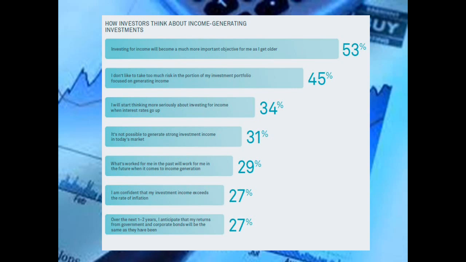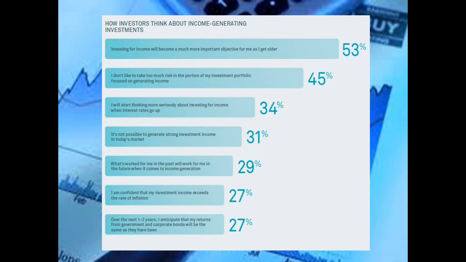34% believe. It's not possible to generate strong investment income in today's market. 31% of those surveyed felt that. Only 29% felt that what's worked in the past will work in the future when it comes to income generation. And only 27%, think about that, only 27%, 73% of the people are not confident that their investment income is keeping up with the rate of inflation.